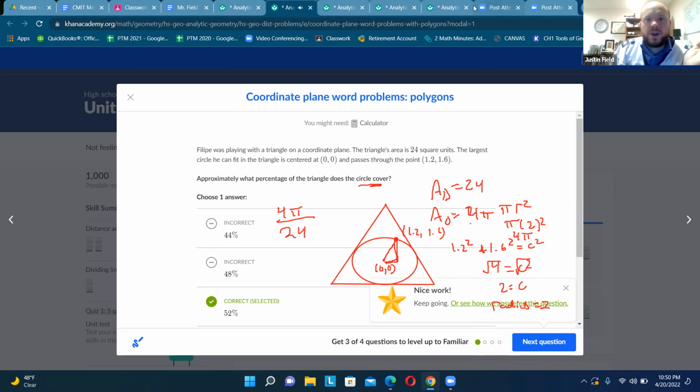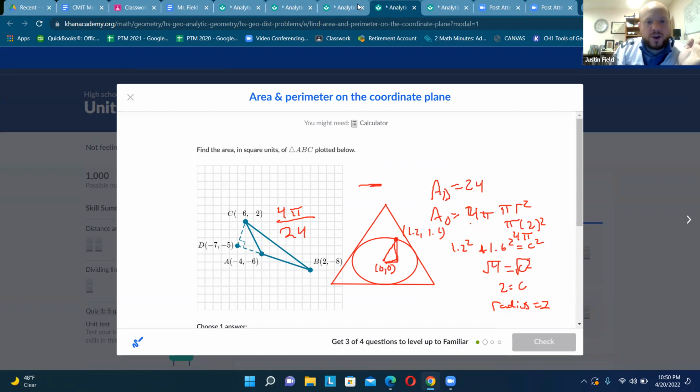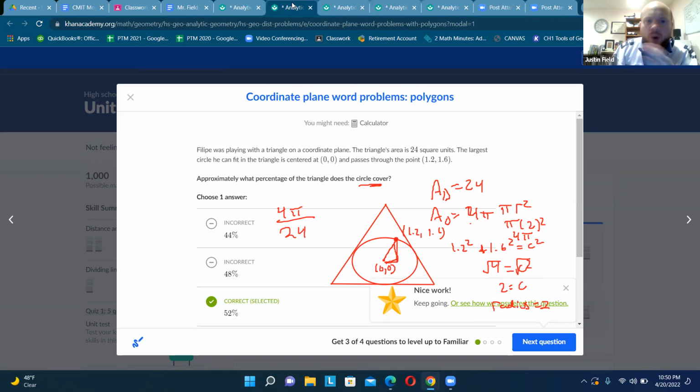All right, so there we go. We did dividing line segments. We did area and perimeter. We did points inside and outside a circle, and even a word problem. So is that extensive, everything? No. You should probably still have a lot of red questions, but at least that's enough to get us started.